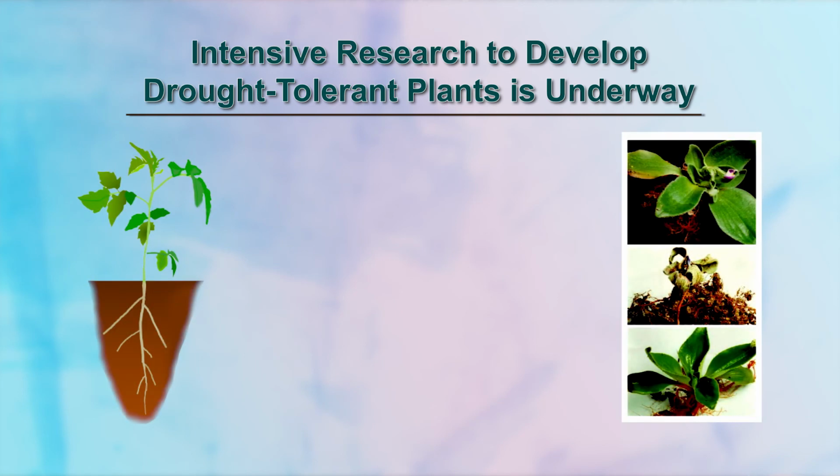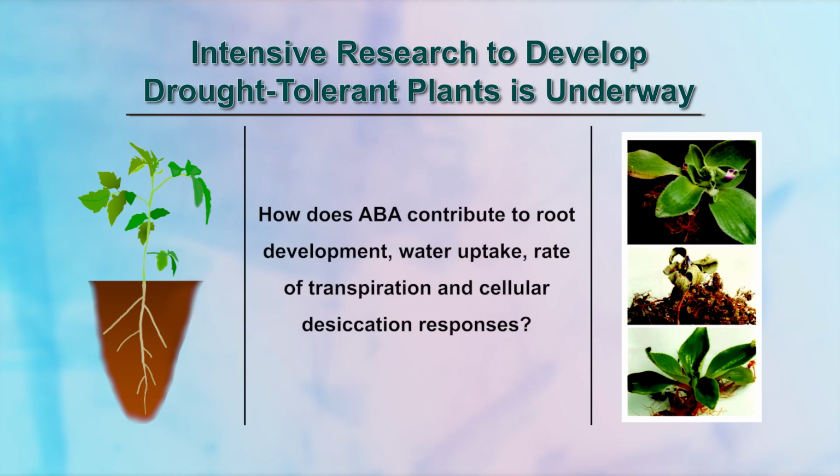Now, there is intensive research to develop drought-tolerant plants all over the world. Because of the developing water crisis throughout the globe, this is a very important research. We need to know in much more detail how ABA contributes to the development of root, uptake of water, rate of transpiration, as well as the desiccation responses of the cell.